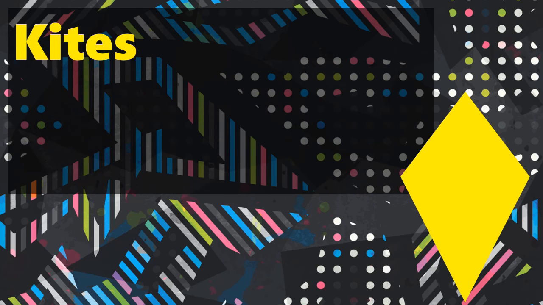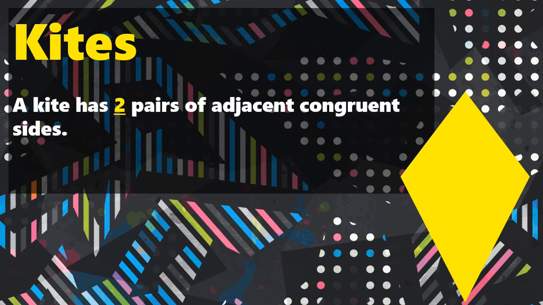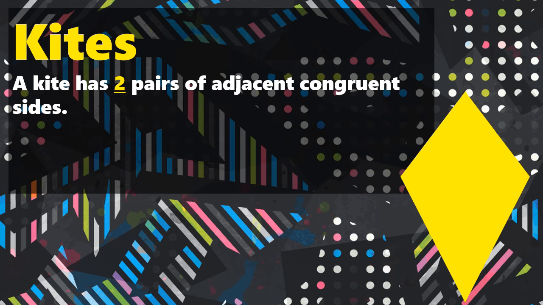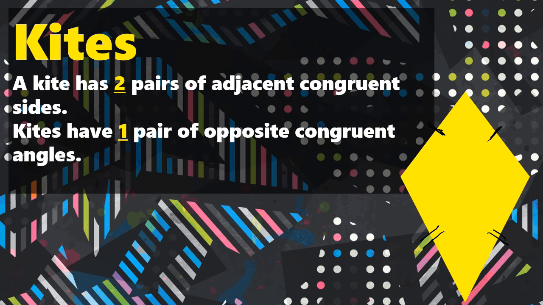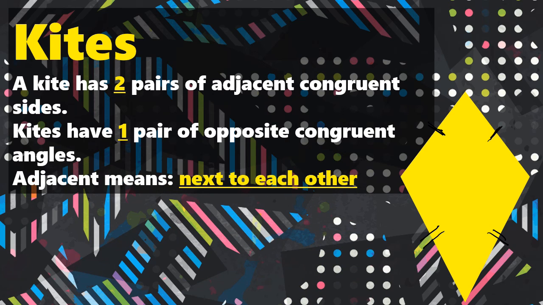Now we're going to talk about a classification called kites. A kite has two pairs of adjacent congruent sides. What that means is the top sides are congruent, so they're going to get one hatch mark, and our bottom sides are also congruent, so they're going to get two hatch marks. The word adjacent means that they are next to each other. That's why the top sides are congruent and the bottom sides are congruent.